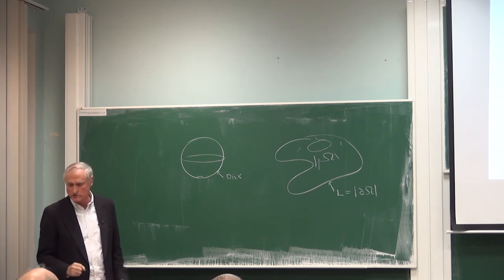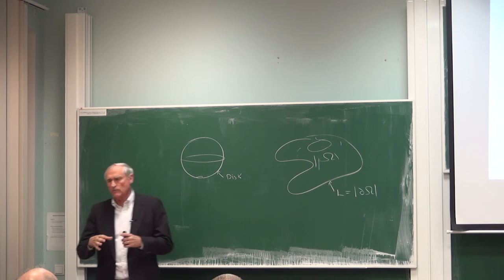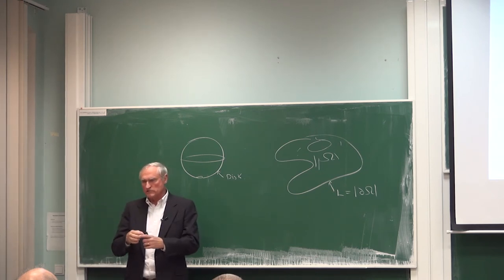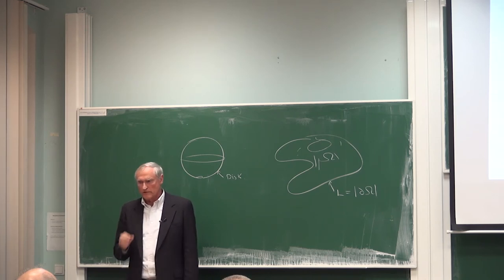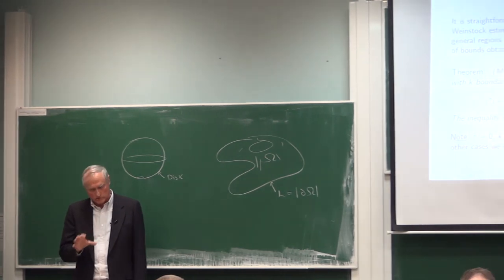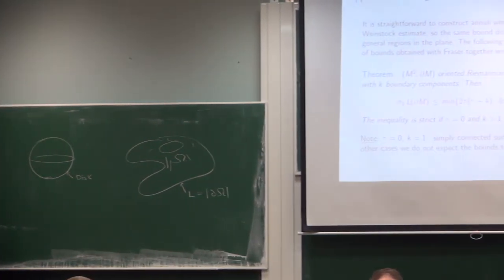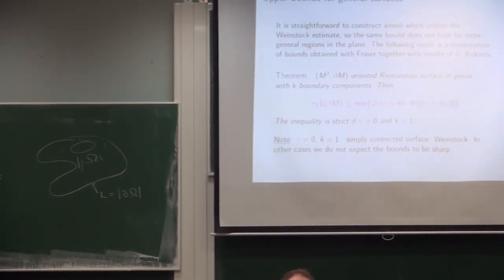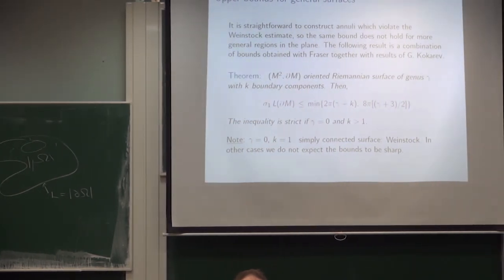It's very easy to check that if you consider annuli, which just consists of the unit disk minus a small disk centered at the origin, which is removed, then that actually violates the Weinstock estimate. So in other words, if you look at sigma 1 times the length of the boundary, it's bigger than 2 pi. And so it's not true for non-simply connected domains. And so the question is, what is the sharp bound? So it turns out there is an upper bound for any surface with boundary, which depends only on the topology.